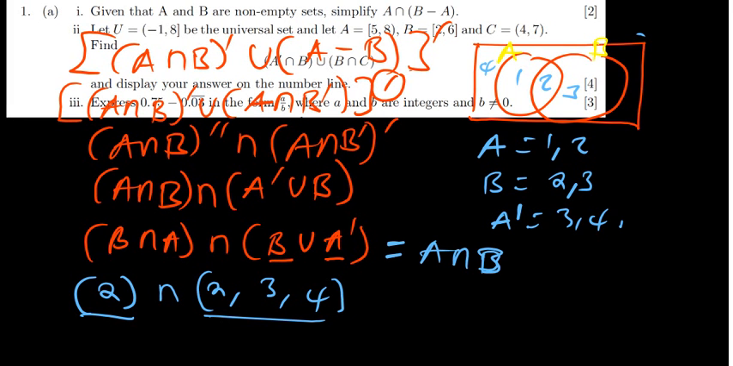This is the best part of you using the Venn diagram to come up with the answer. You don't have to struggle. You just pick the numbers, and then you see yourself say, okay, this is what is giving me there.